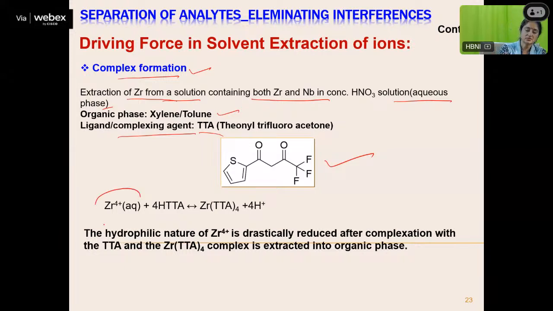Now zirconium in aqueous solution remains as zirconium 4 plus, highly charged. When it interacts with HTTA, it forms a complex which does not have any charge. Now this can go to your organic phase very easily. The hydrophilic nature of zirconium 4 plus is drastically reduced after complexation with TTA, and this complex is extracted into the organic phase. So this is one example of complex formation.